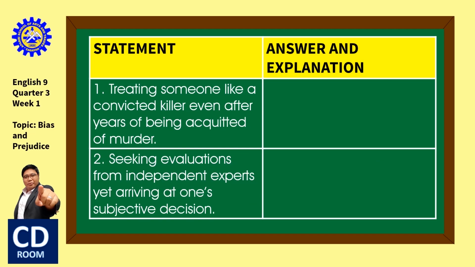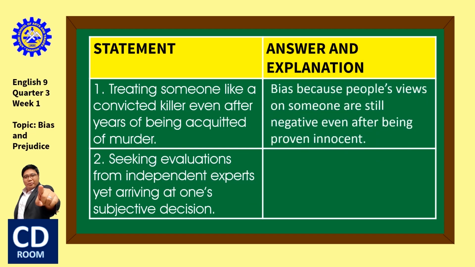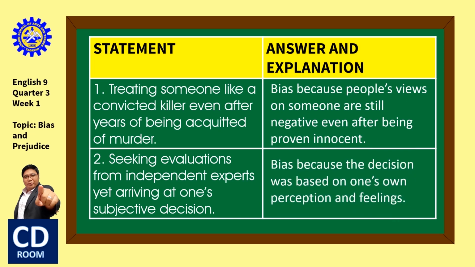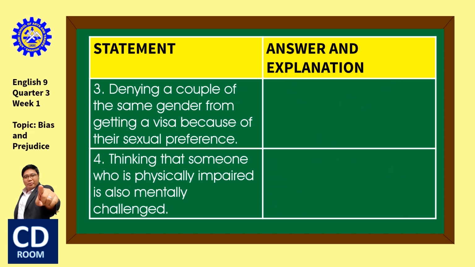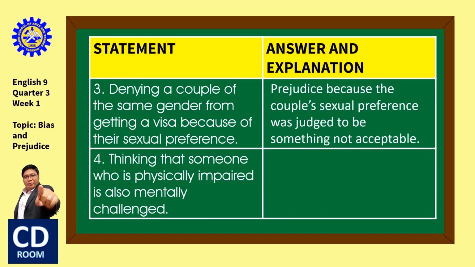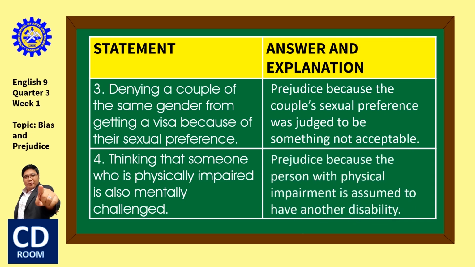The answer on number 1 is bias, because people's views on someone are still negative even after being proven innocent. On number 2, the answer is bias, because the decision was based on one's perception and feelings. The answer on number 3 is prejudice, because the couple's sexual preference was judged to be something not acceptable. On number 4, the answer is prejudice, because the person with physical impairment is assumed to have another disability.